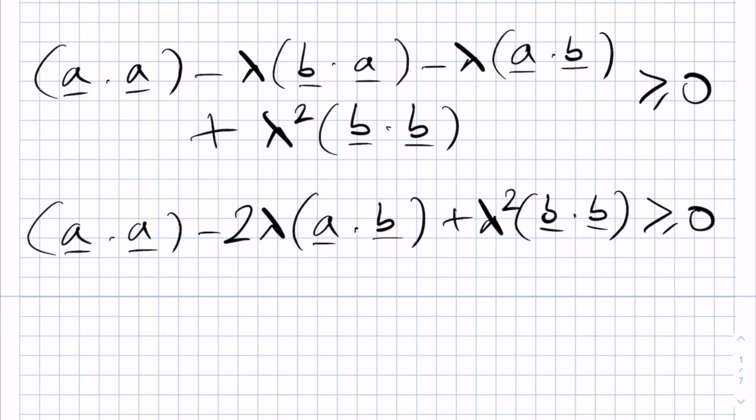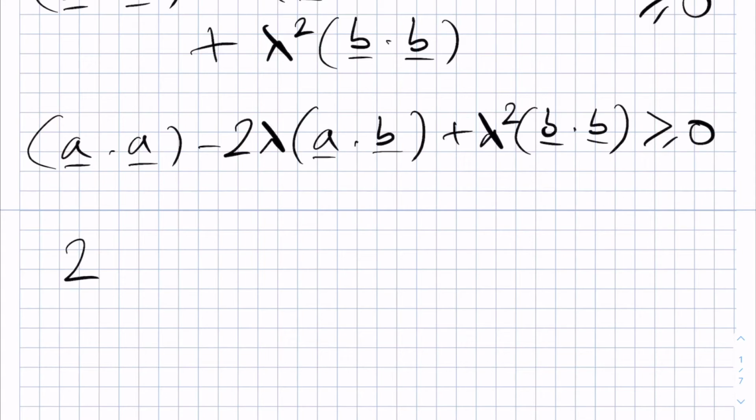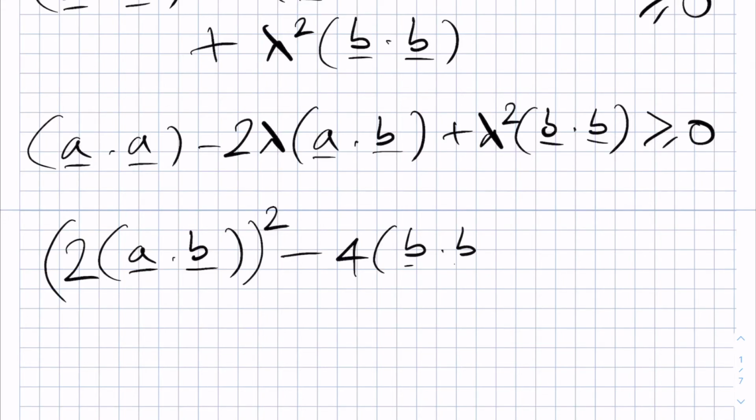The discriminant of the left-hand side quadratic is 2 lots of a dot b all squared, minus 4 b dot b, and then we have an a dot a. And this is less than or equal to 0 because we want to have no roots or 1 root.